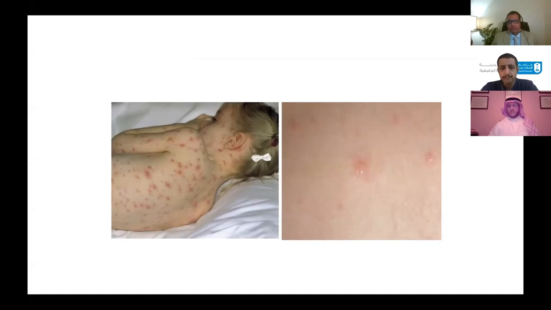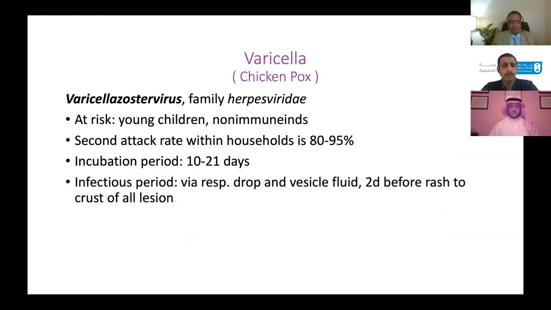Okay, I think everyone knows this. What's the characteristic here? We can see there is rash everywhere, and it looks like there are vesicles. It's clear vesicles and it's all erupted. So we are talking about chickenpox. Chickenpox is caused by the varicella zoster virus.